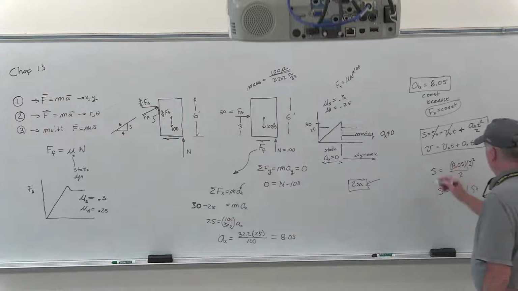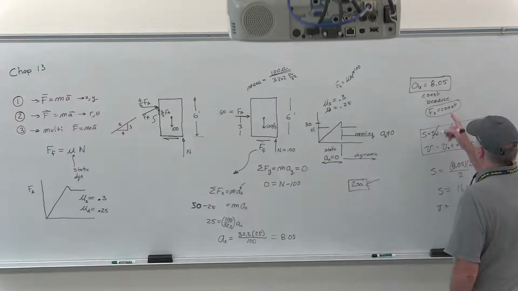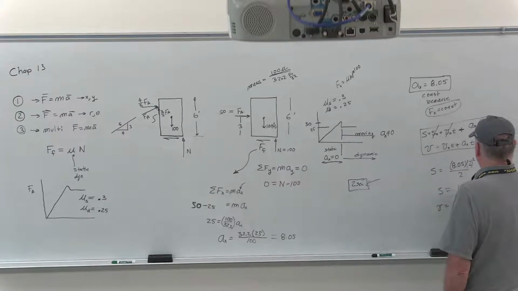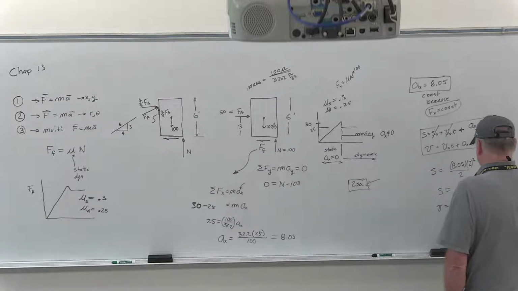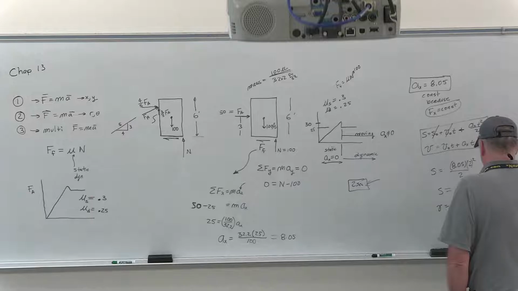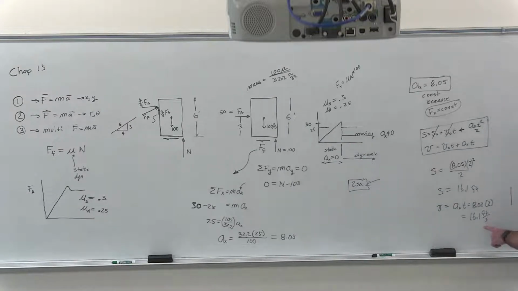Now after that, what would your velocity be? Velocity would be acceleration times t, which would be 8.05 times 2, which would be 16.1 feet per second.